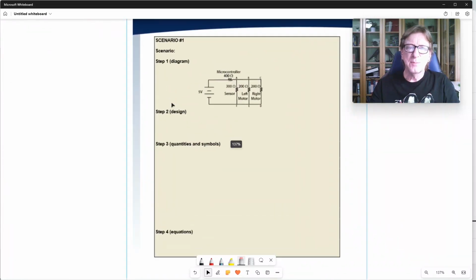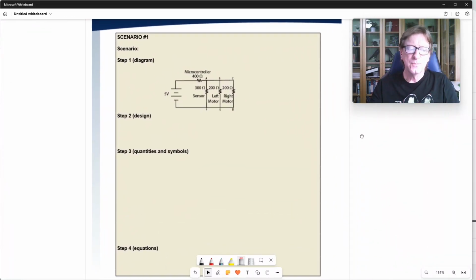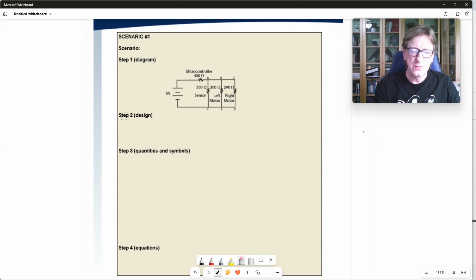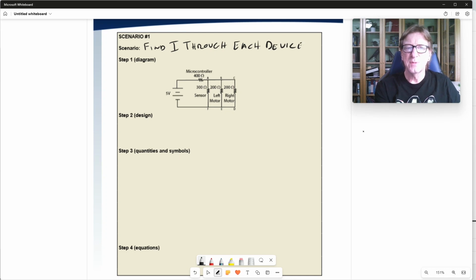Okay, so here's our example then. And what we want to do, let's write up our scenario, is we want to find the current through each device, including the main board. So here's my microcontroller, here's my sensor, my left motor, and my right motor. And then we're going to make sure that we don't fry. We've got to make sure that this thing is going to be less than the maximum that they can stand.